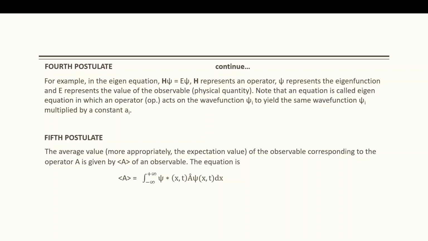Fifth postulate. The average value, or more appropriately the expectation value, of the observable corresponding to the operator A is given by the expectation or average of A of an observable. The equation is: expectation value of A equal to integral from minus infinity to plus infinity psi star(x,t) operator A psi(x,t) dx.